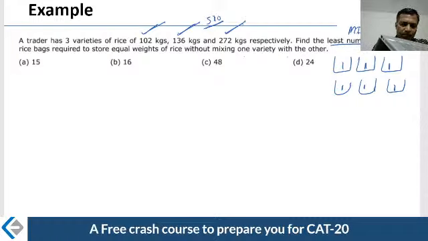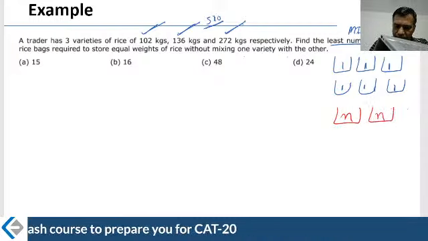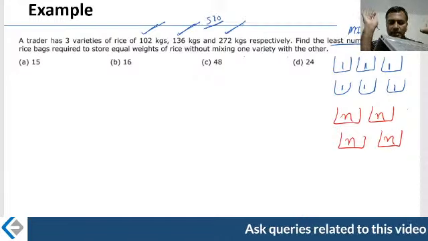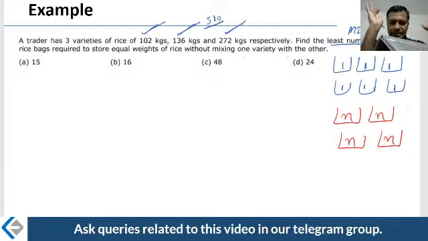If it is the minimum number of bags, then don't pack 1 kg. In fact, pack n kgs per bag, but that n should be common. That's what the author is saying. Each bag should have the same capacity. I don't want various capacities. Each bag should have the same capacity and it should have the same variety.